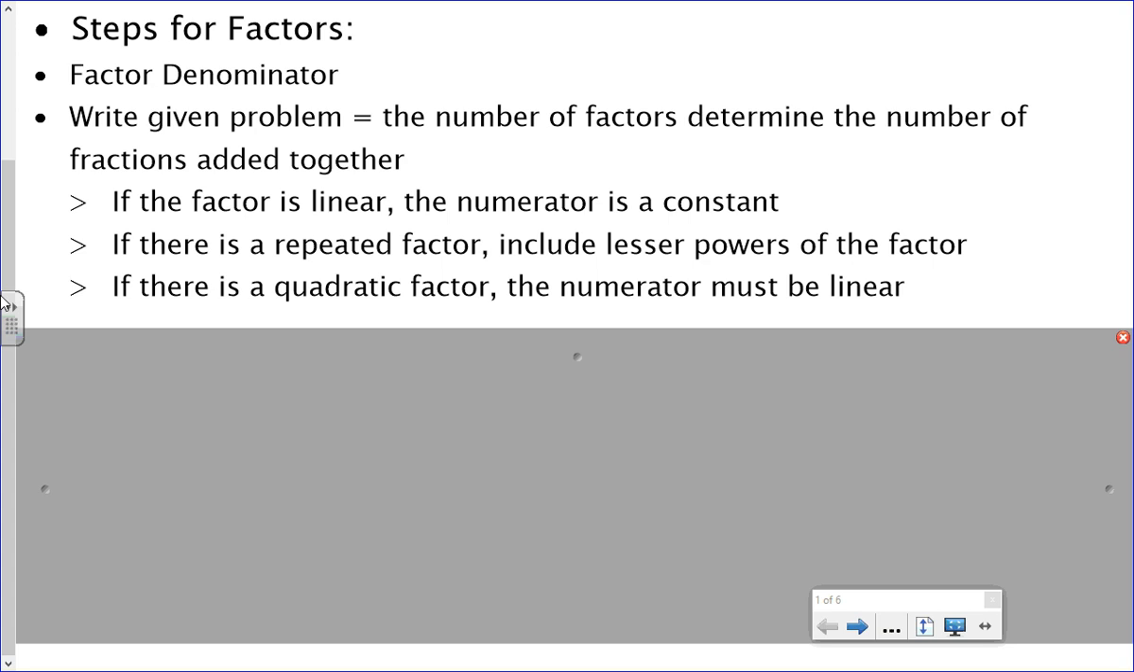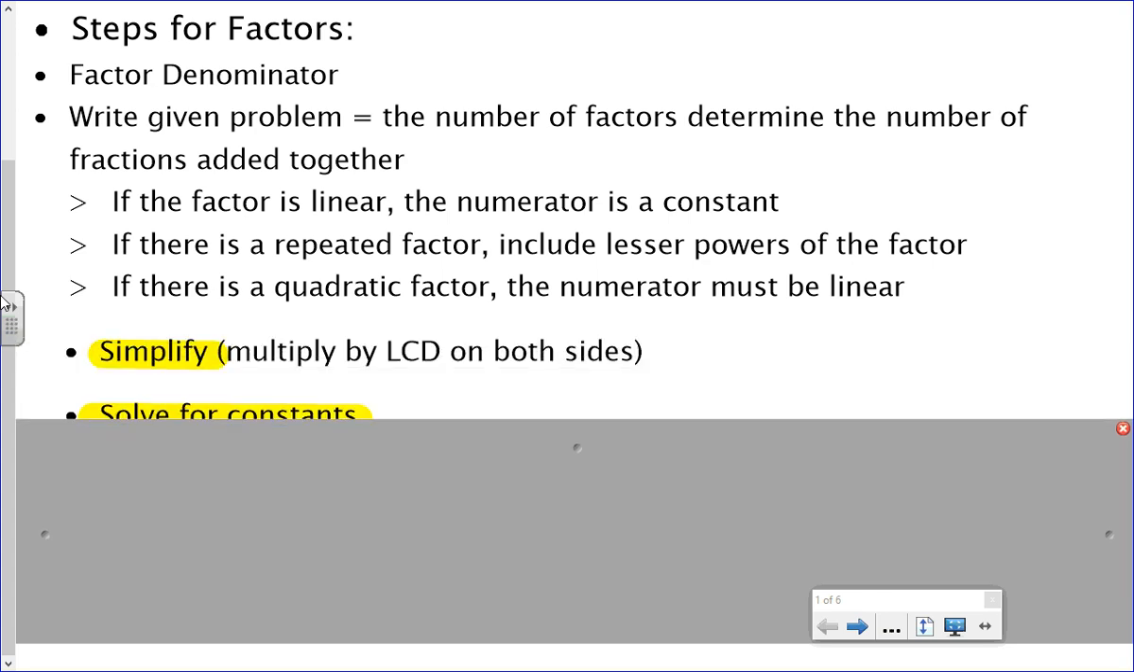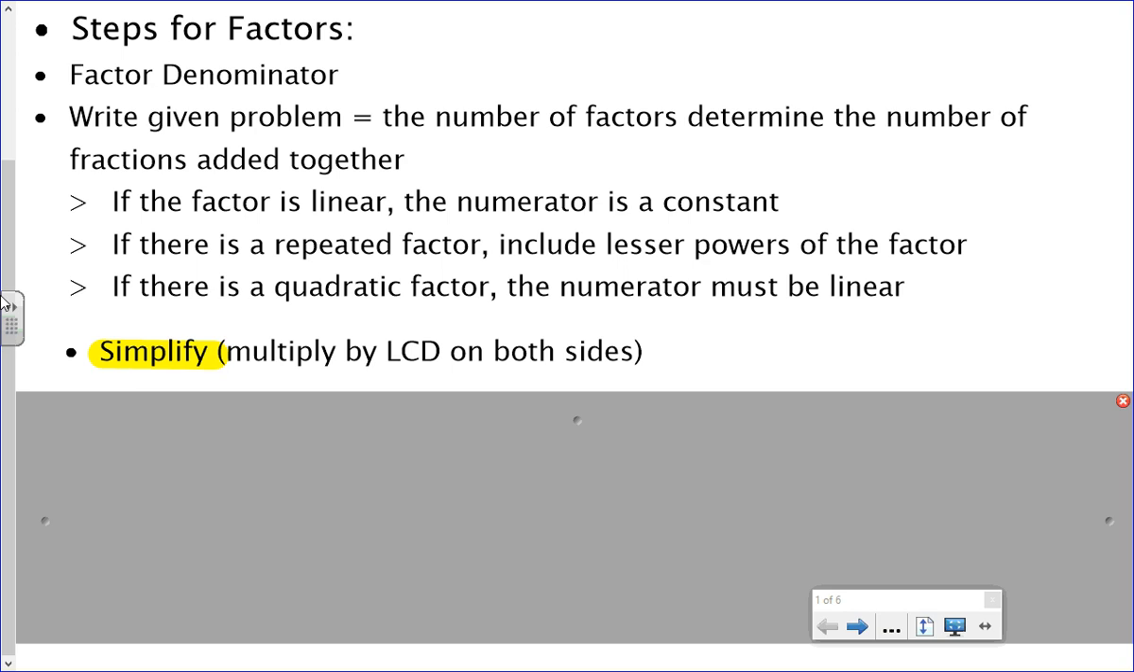Okay, adding on to those steps, what we're going to do is multiply by the LCD on both sides. Basically, whatever your denominator is originally, that's what we're going to multiply on both sides so that we no longer have fractions.